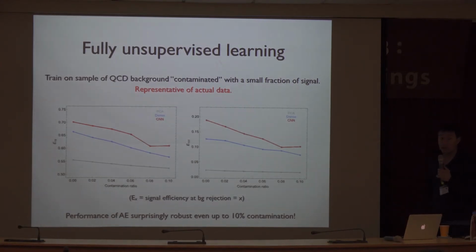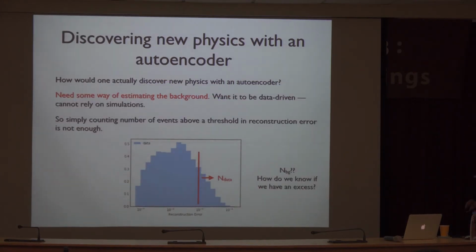So that's actually not bad, even with 10% signal in there. So basically what the autoencoder is learning is it's learning to ignore the 10% of the signal that's in there and just get the background right and minimize the total reconstruction error in such a way. Okay, so this is very encouraging. It means that we might be able to actually just train the autoencoder on actual data and then see if any anomalies emerge. Okay, but then you realize, well, how would you actually discover new physics with an autoencoder?